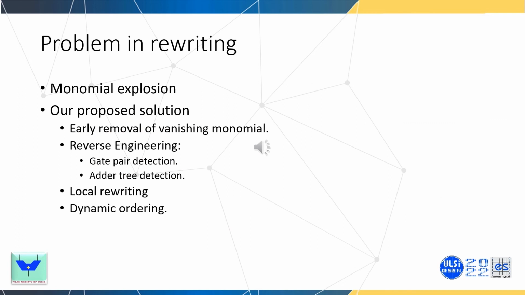Problem in rewriting. Although the final polynomial has very few monomials or zero monomials, the intermediate monomials may explode. The rewriting is also very sensitive to the order. In our proposed method, we first try to detect the gate pairs and adder trees by performing reverse engineering. Then we allow local rewriting to eliminate the vanishing monomials before global rewriting. For further optimization, we try to change the order of rewriting at dynamic time. I will explain these points in the next slide. Moving to the next slide.